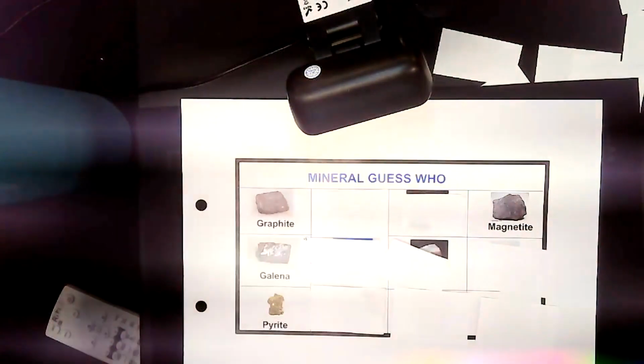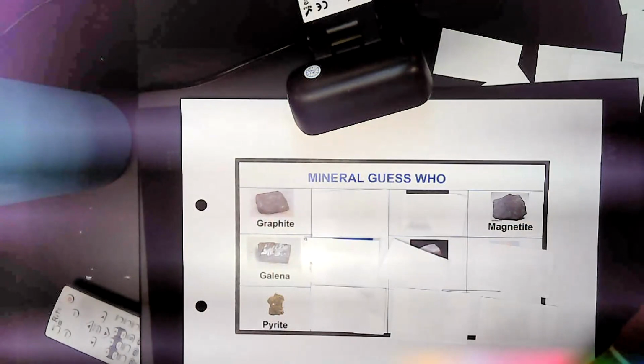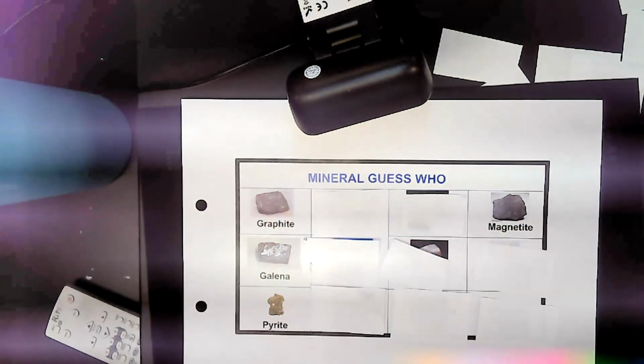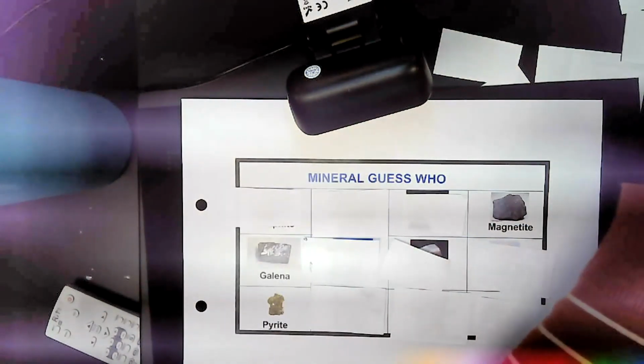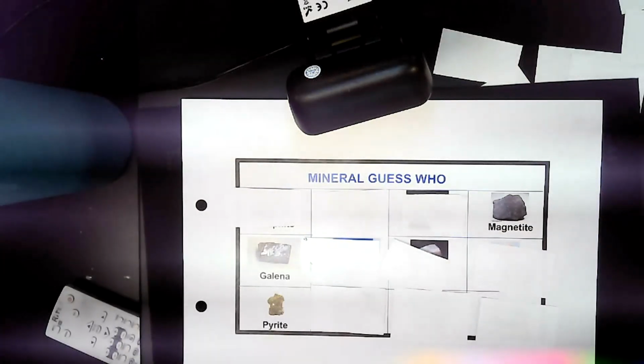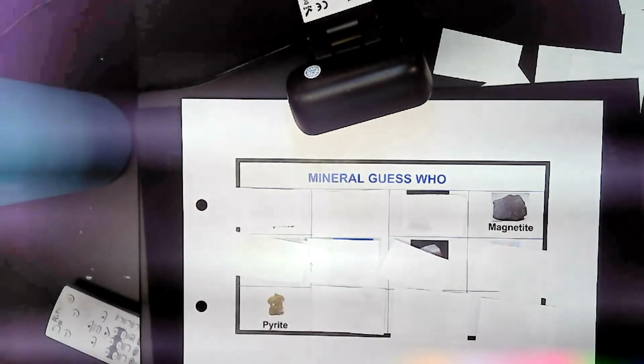So if it does not have cleavage, let's check it out. Does graphite have cleavage? Check it out. Does it have cleavage? Yes. So do I cover it up or no? Mine did not have cleavage. I cover it up. Does galena have cleavage? Yes, galena has cleavage. So I cover it up. That only leaves pyrite. Does pyrite have cleavage? No, pyrite does not have cleavage. Check the reference table before you answer, guys. Does magnetite have cleavage? No.